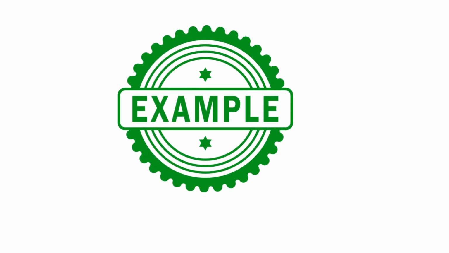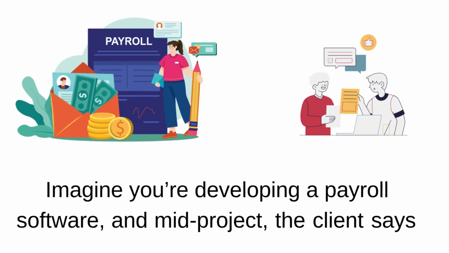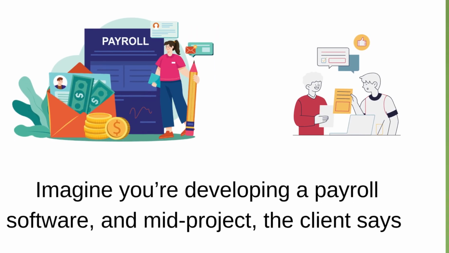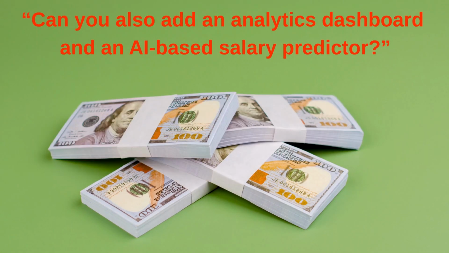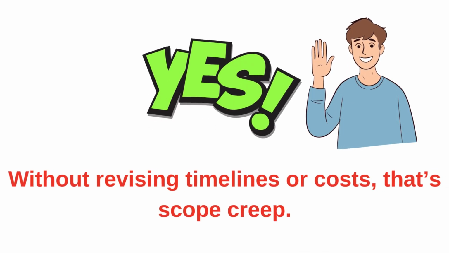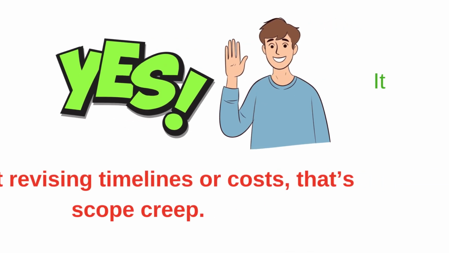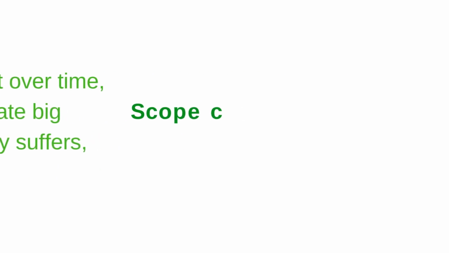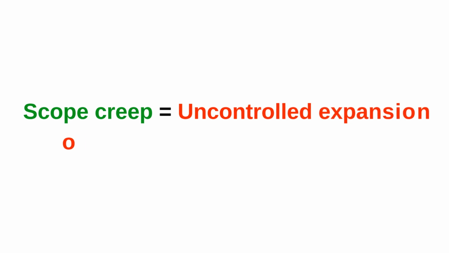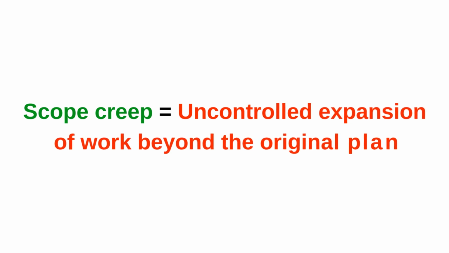For example, imagine you are developing a payroll software and in the middle of the project, the client says, can you also add an analytics dashboard and AI-based salary predictor? If you say yes, without revising timelines or cost, that is scope creep. It might seem like a small favor, but over time, these unplanned additions create big problems like deadline slips, quality suffers, and team burnout. In short, scope creep is uncontrolled expansion of work beyond the original plan.